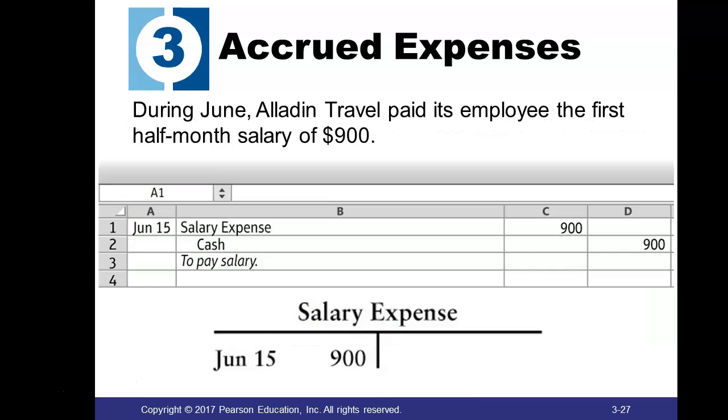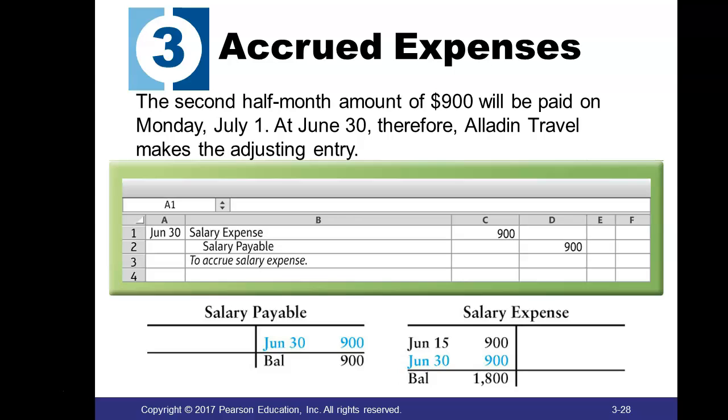Now, how do we deal with this? Well, let's see. As of June 15th, we're going to show, okay, again, salary expense and cash. We're paying our employees. But when we get to the end of the month, we have not paid the employees yet. We're not going to pay them until July 1. So what happens then is we have to show that they have completed the work for us. Therefore, we have used their services, their labor. We've incurred the expense. We have to show that. But we haven't paid them yet.